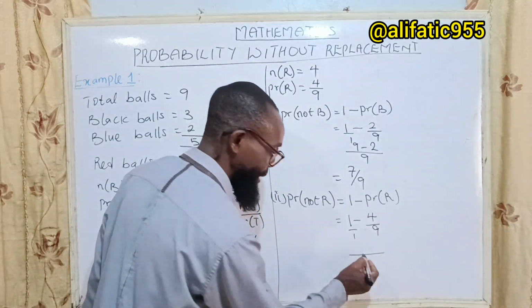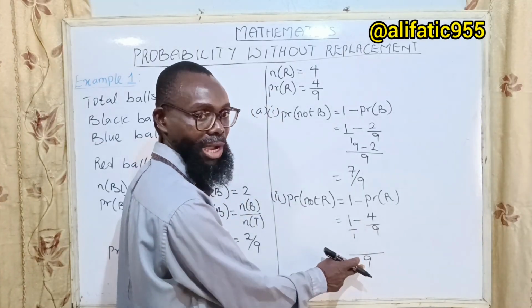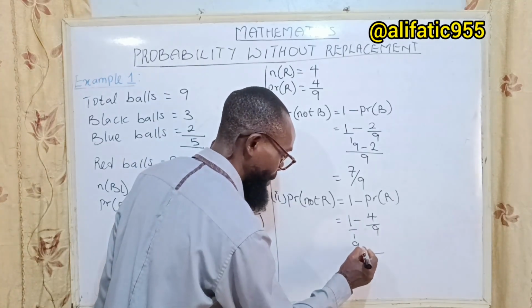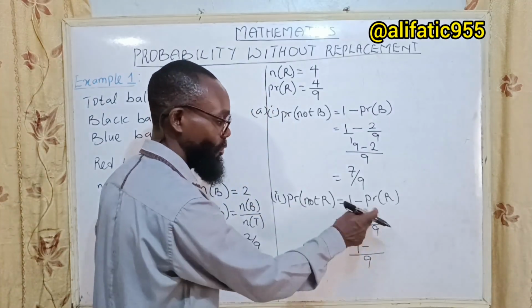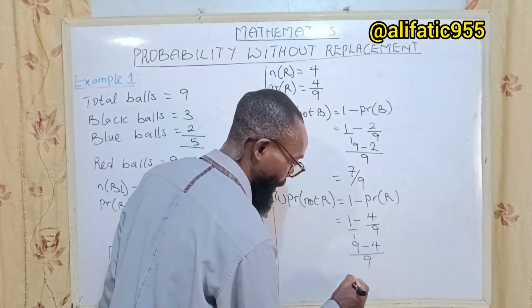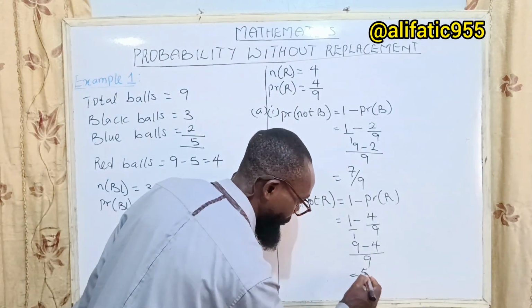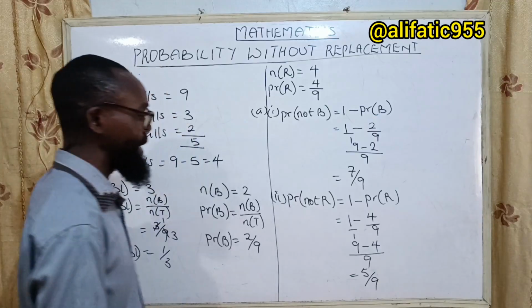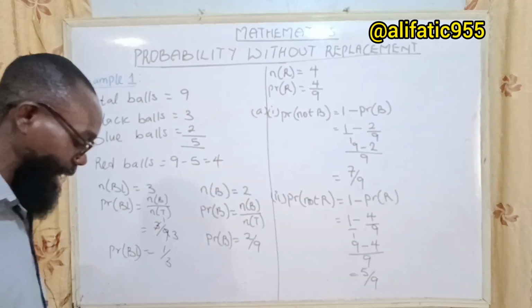The LCM here is 9. 1 goes in 9, we have 9. 9 times 1, we have 9. Minus, 9 goes in 9, we have 1. 1 times 4, we have 4. So we have 9 minus 4, that is what? 5 over 9. So probability of not red is 5 over 9.